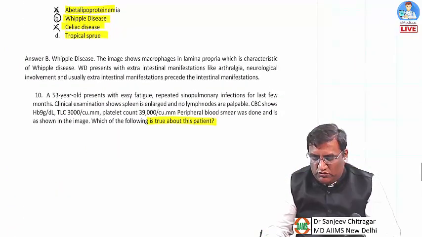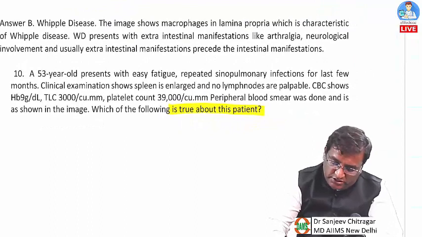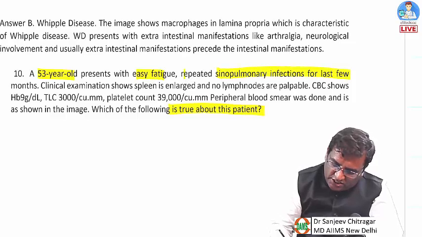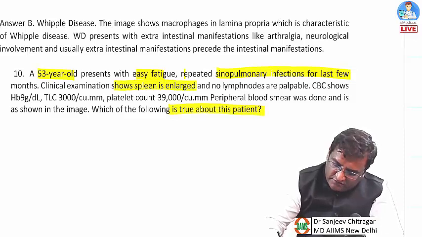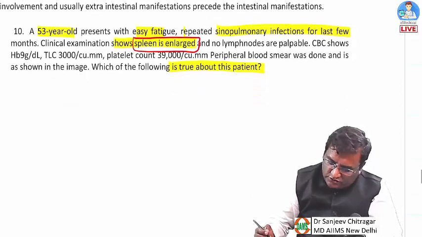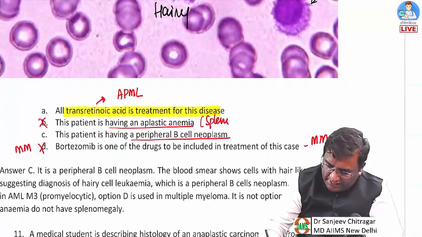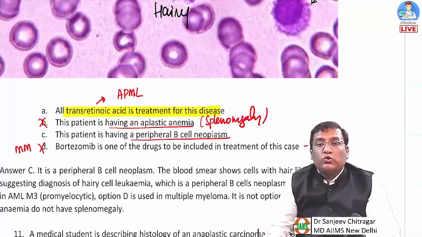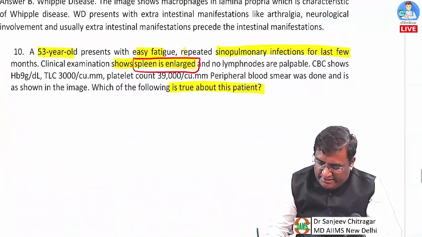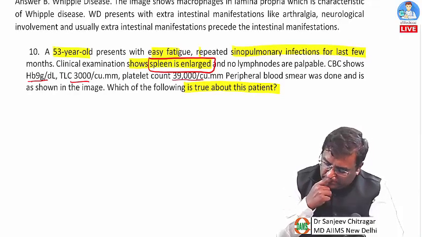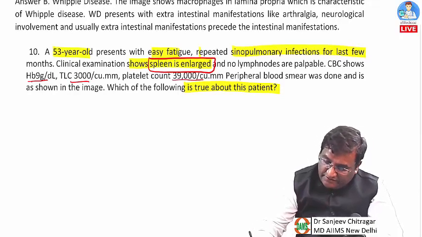If you have not made a diagnosis on the peripheral smear, look at the question. A 53-year-old presents with easy fatigue and repeated sinopulmonary infections for the last few months. On clinical examination, the spleen is enlarged. This is a keyword. When splenomegaly is there, this rules out aplastic anemia. In aplastic anemia, there will be no splenomegaly, remember this. And no lymph nodes are palpable. CBC shows hemoglobin 9, TLC normal, and pancytopenia basically, and the peripheral blood examination is as shown.